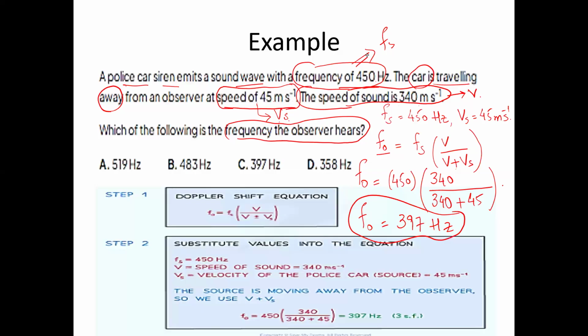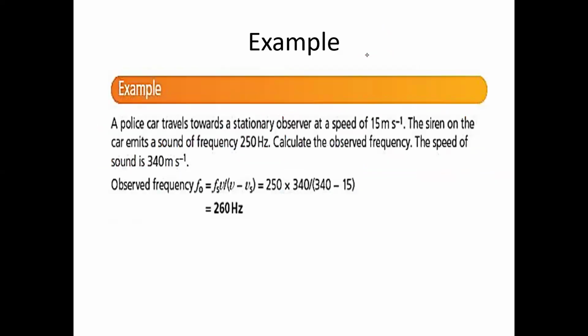Next example is just similar to the previous one. So let's see इसमें है क्या. Again, there is a police car which travel towards a stationary observer and it moves with a speed of 15 meter per second. तो ये कौन सी speed होगी बच्चों? Is this Vs or is this V? Speed of 15 meter per second. It is Vs. So Vs value will be 15 meter per second.